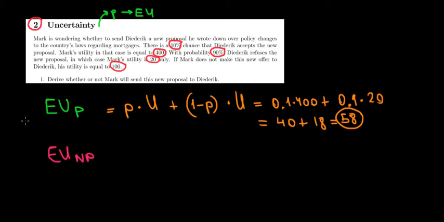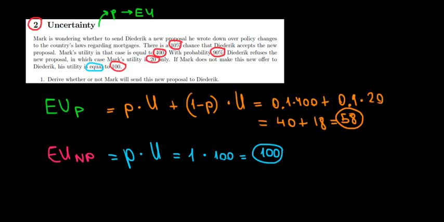Now, what's the expected utility if we don't send that? Well, that's the probability from not sending the proposal and the utility from not sending the proposal. And we know that the probability, so if we do not make the offer, the utility is equal to 100, so it's certain, meaning that the probability is just 100%, which is the same as 1, times the utility from that is 100, so that's equal to 100.